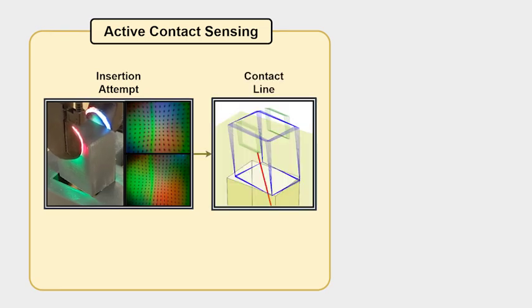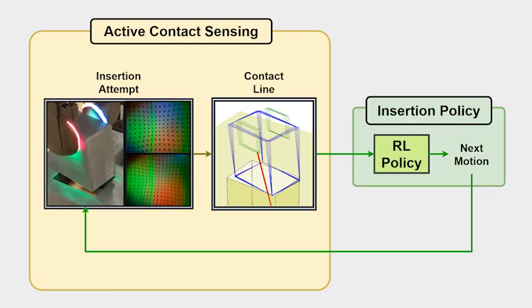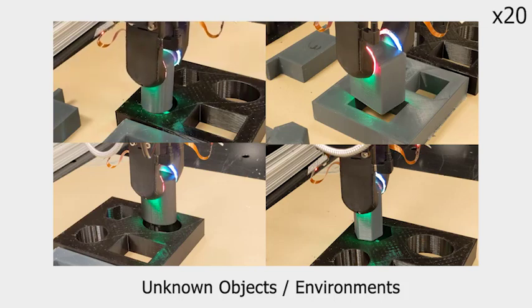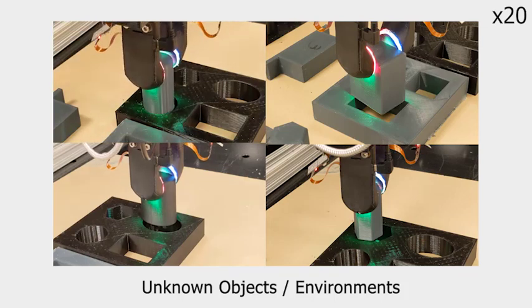A misalignment between peg and hole leads to the contact between them, which can be sensed with a tactile signal. We use this tactile signal to find the contact line that the object can pivot around. Then, we use this estimated contact line as input to the insertion policy trained with reinforcement learning. With such method, we were able to insert various unknown objects to unknown holes.